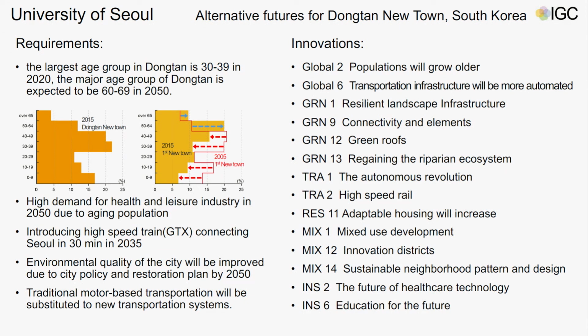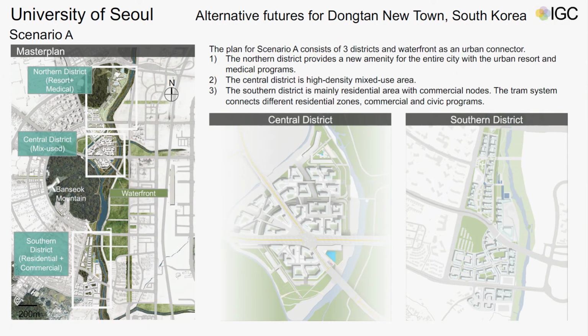This assumption led us to two alternatives. First, adapt to the change, make the city more senior-friendly. And second, fight against the change, make the city more attractive to the younger generation. So, this is our scenario A, which is associated with the early adopter scenario.